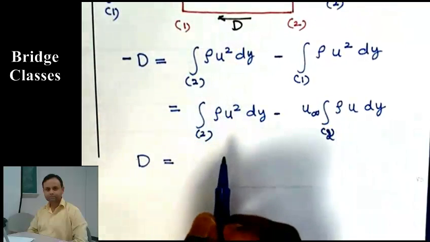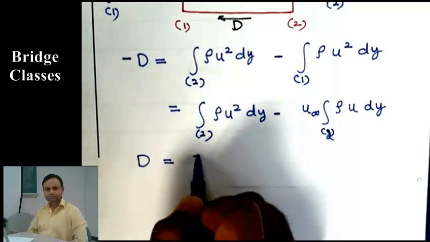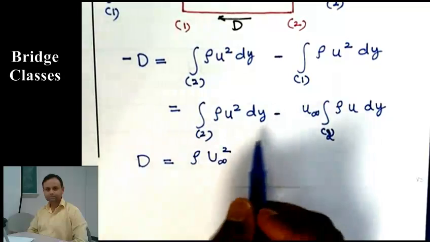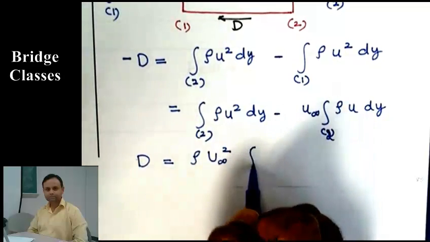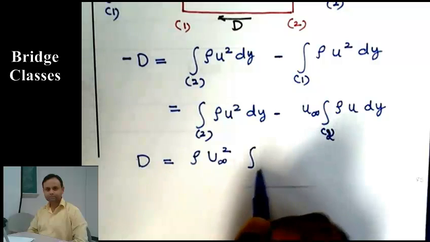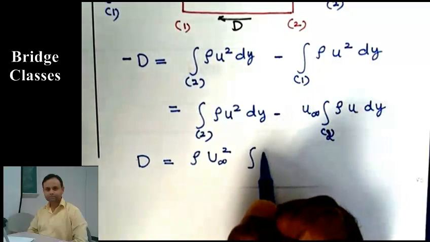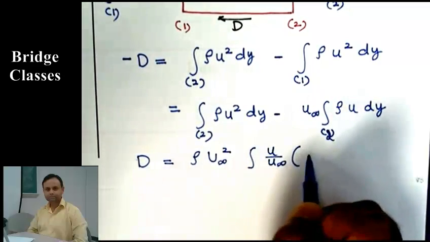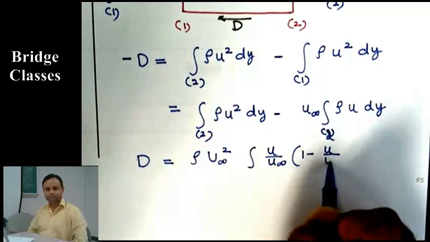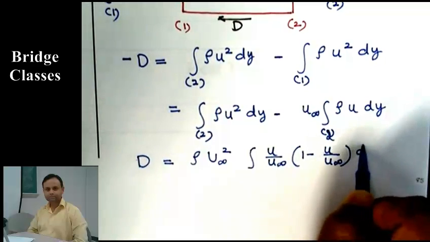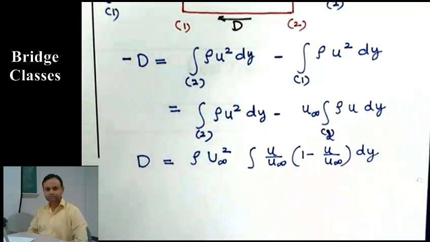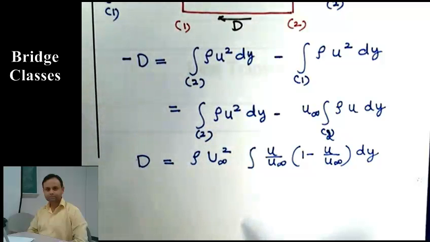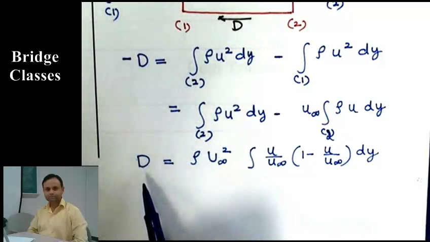Just rearrange this, you will get D is rho u infinity square times the integral at section 2, times u over u infinity times 1 minus u over u infinity, dy. This integral is at section 2, because we got an expression for drag.